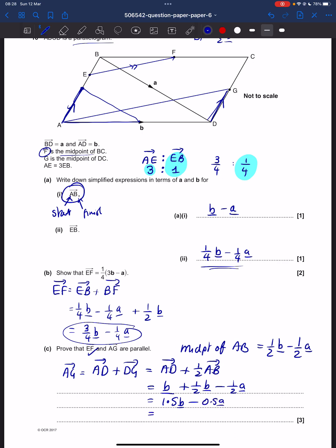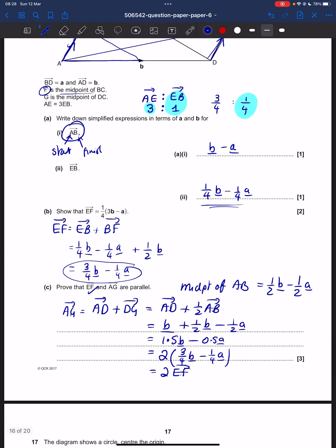And then if we look at E to F, comparing it here, this is actually 2 times 3/4 b minus a quarter a. So it's actually 2 times E to F. So because A to G is a multiple of E to F, two vectors that are parallel to each other are multiples of each other. So we say hence AG is parallel to E to F.